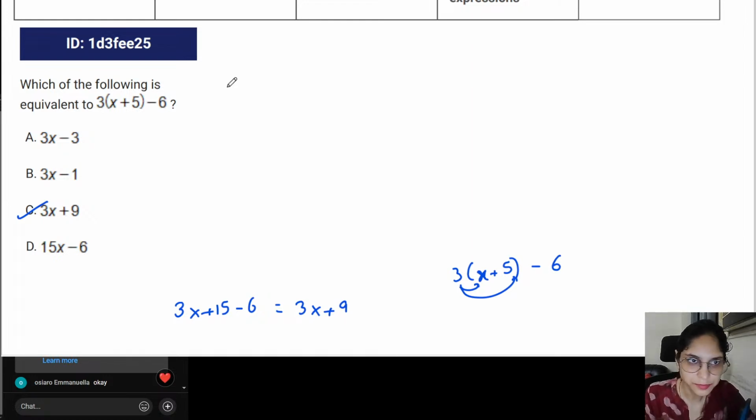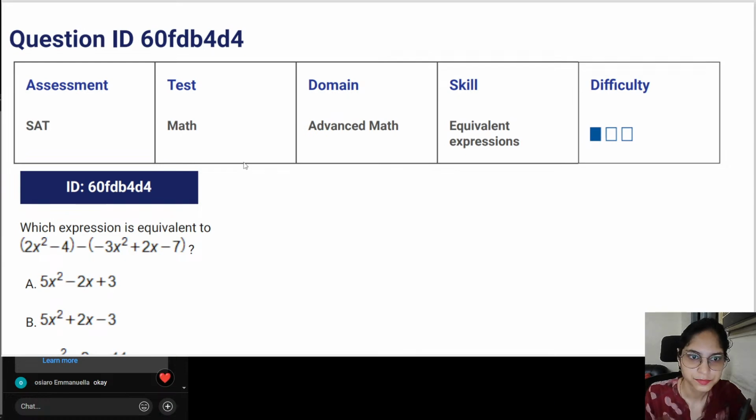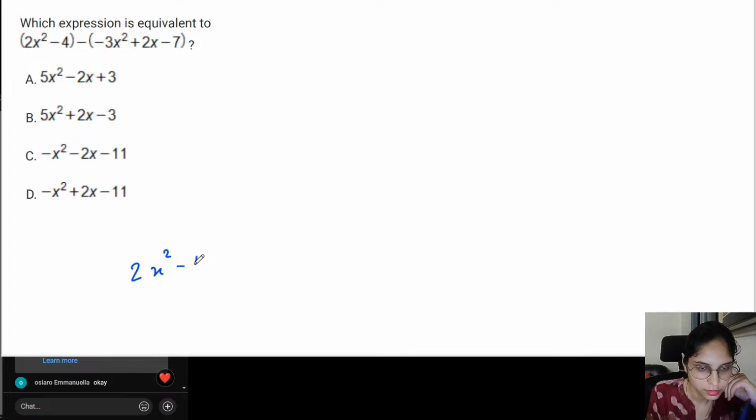Next is question number 31. So in this one, which expression is equivalent? Again, this is subtraction of polynomials. So here there is a parentheses. So you have to distribute the negative to all three of them. And then this will become plus 3x squared minus 2x plus 7. Because whenever there is subtraction and there is a whole polynomial after that in parentheses, you change sign of each and every term.